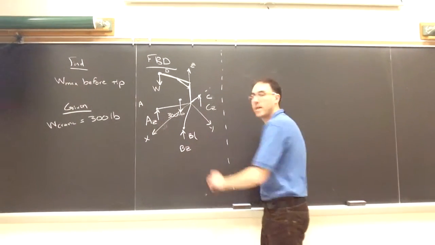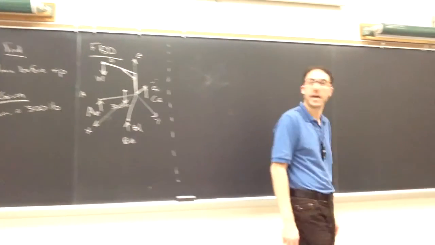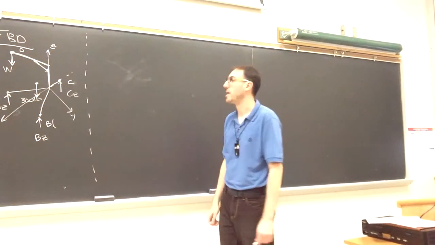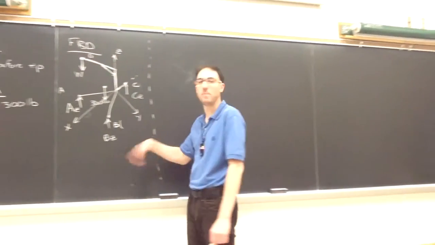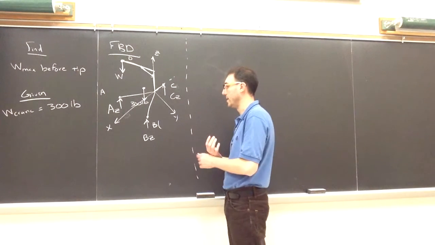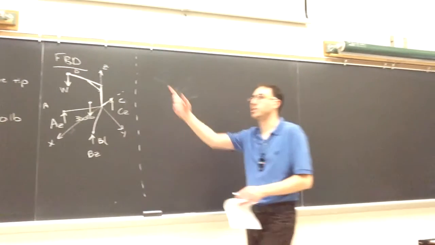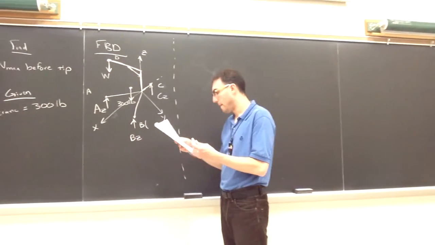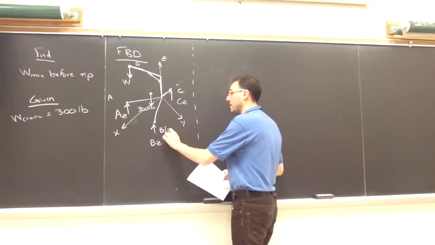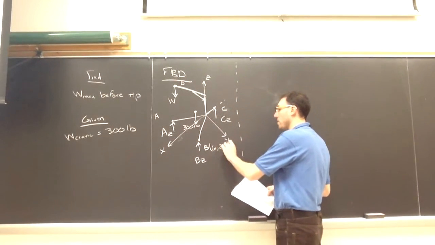The other thing I need here are the coordinates of these points, A, B, C, and D, so that I can correctly do my moment calculations later. Based on the coordinate system, I just used the one that they gave me. B is going to be located at 6, 2.5, 0 feet.